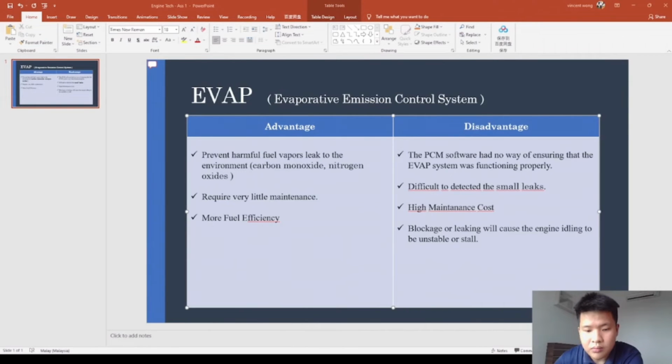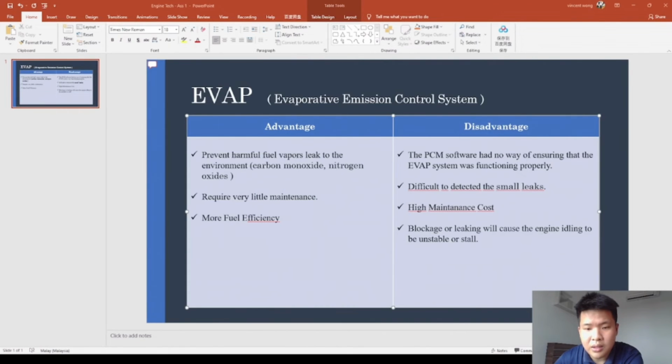And the disadvantages of the EVAP system. The first disadvantage is that the PCM software has no way of ensuring that the EVAP system is functioning properly. The PCM diagnostic test is capable of detecting very major leaks, but small ones are hard to find and repair. They can only be found by vehicle inspection or the single-component inspection method.